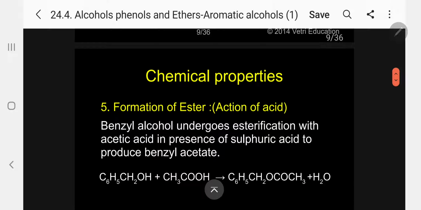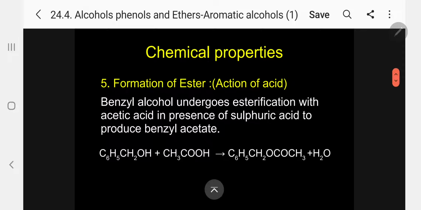The next, fifth one, most important chemical property: formation of ester.